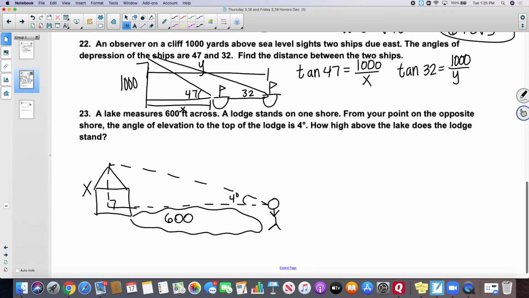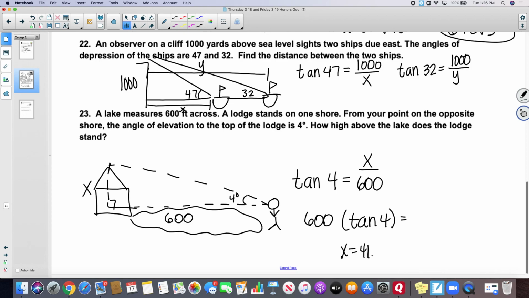So opposite and adjacent. So tan 4 equals opposite over adjacent. And then when your number is in the denominator, you're going to say 600 times tan 4. And you should have gotten that x equals 41.96. And this should be feet.